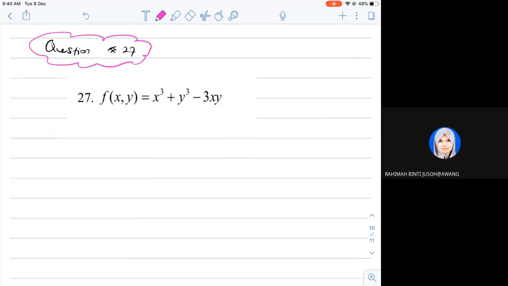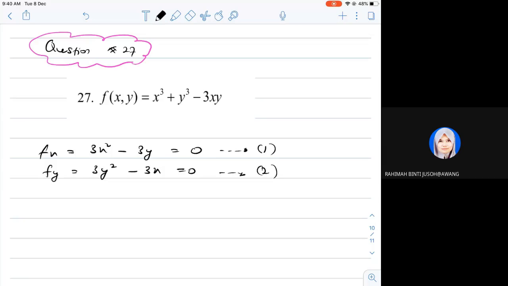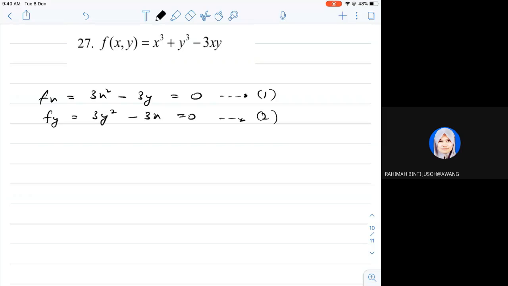So, okay, let's find fx. Differentiate with respect to x, we get 3x squared minus 3y. Equate this with 0, so this is your first equation, number 1. Then differentiate with respect to y, we get 3y squared minus 3x equals 0. This is the second equation. Both are okay; you can take the first equation or the second equation.